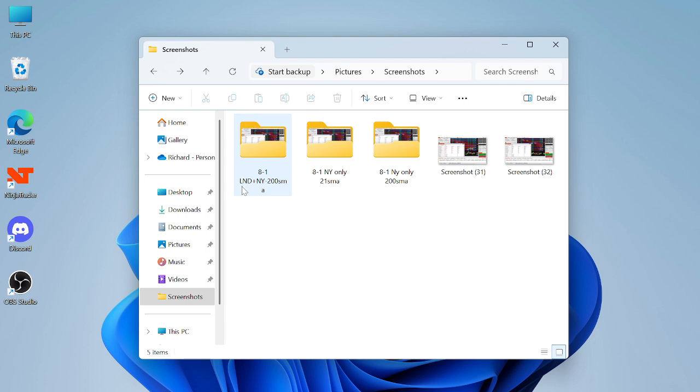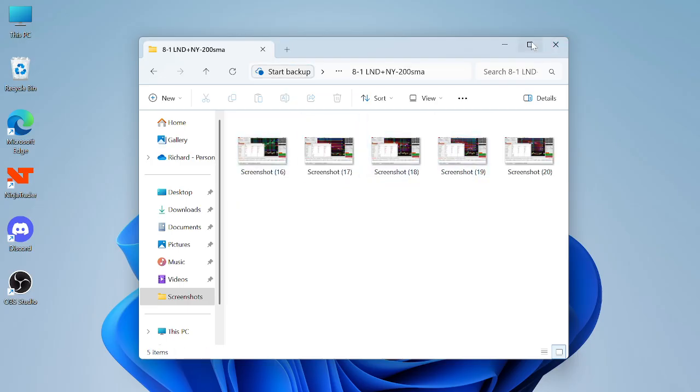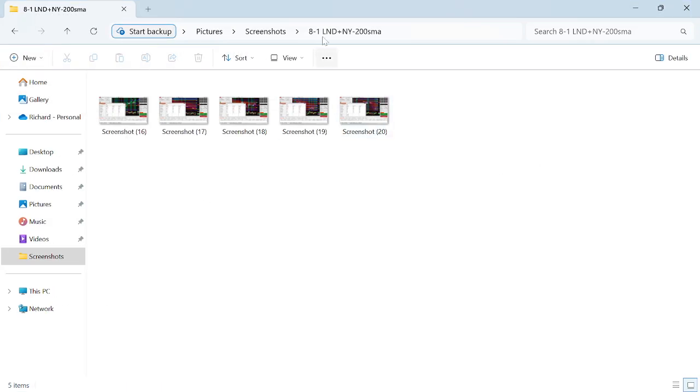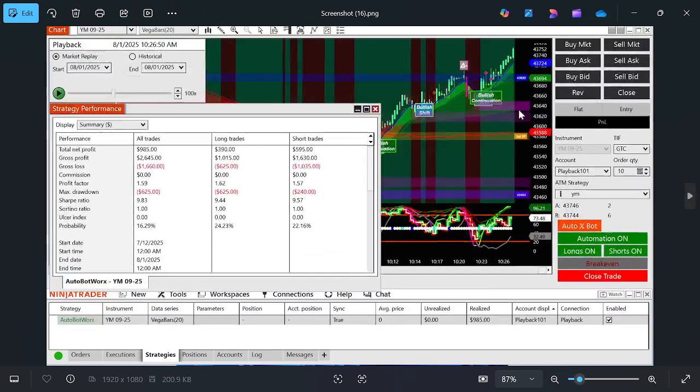Again, YM did not make new all-time highs this month, so there was always liquidity above and below the market for YM to move around on. So let's go ahead and open up. This is the London and New York session with the 200 SMA filtered. If I open up the first one here, you'll see this is the 20 megabars. We ran this through the entire London and New York session. The max drawdown here was 625 on the day.